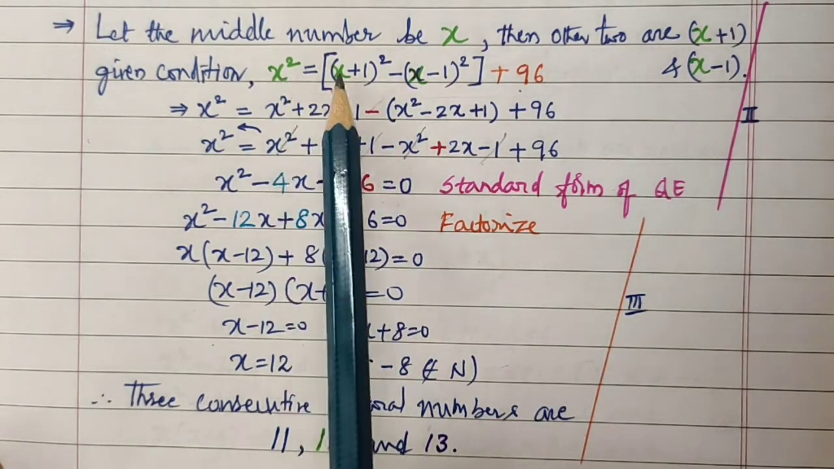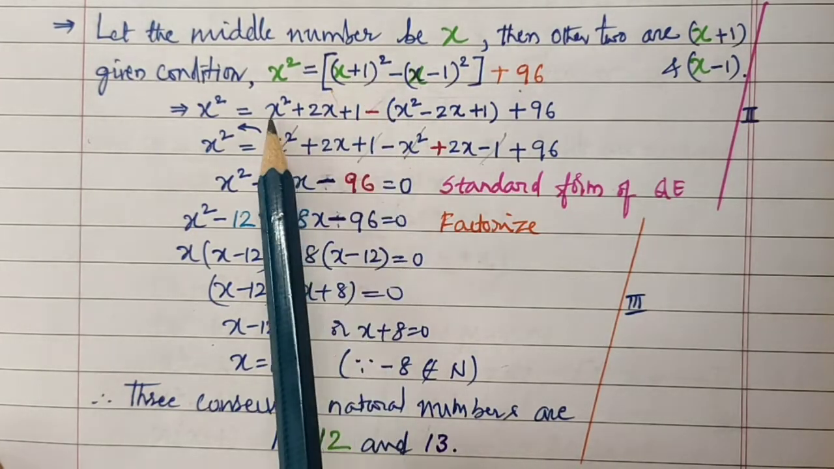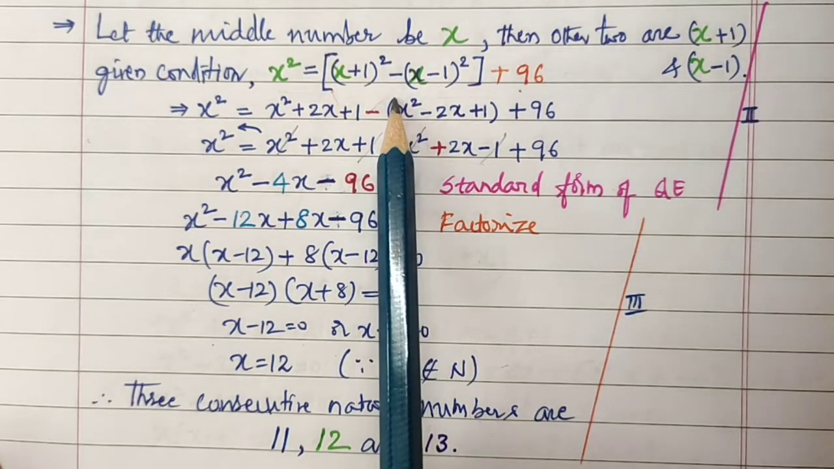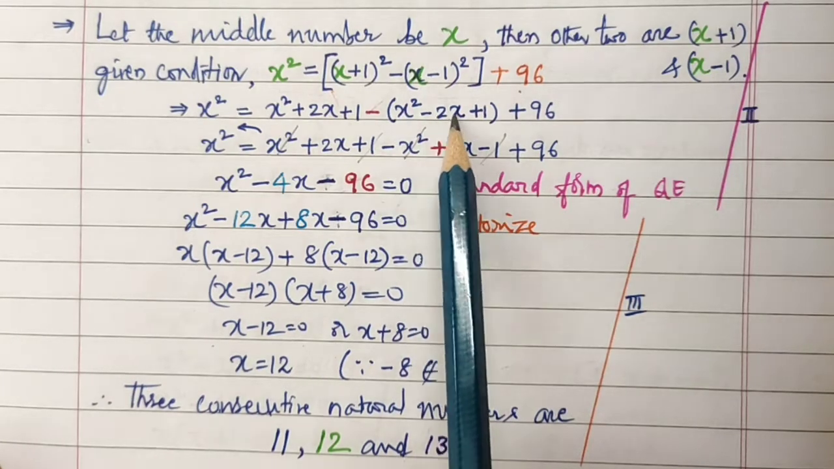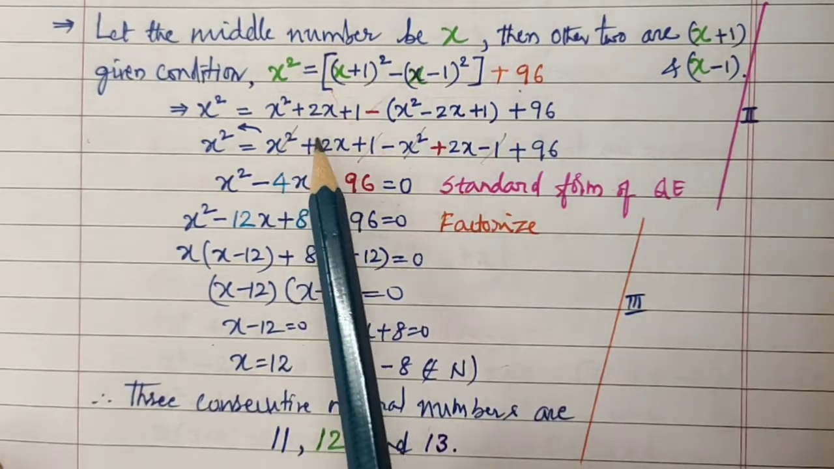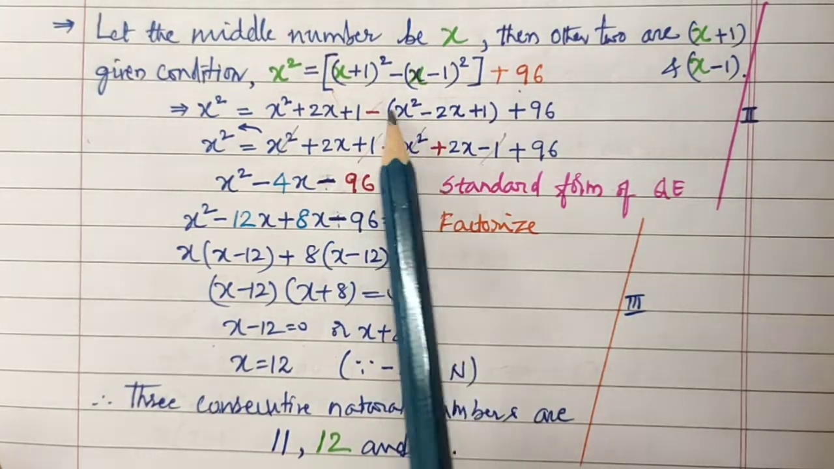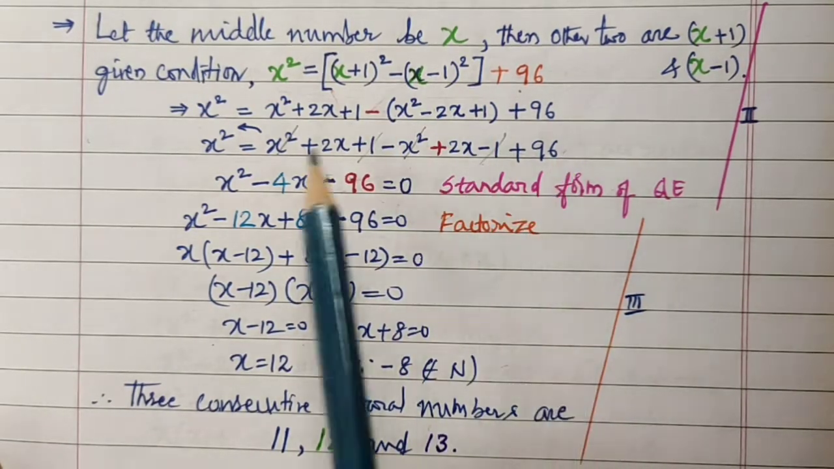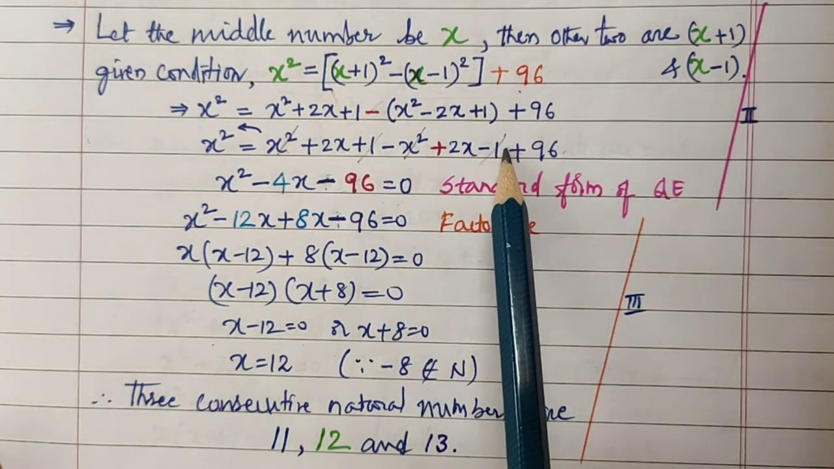Expand this: x plus 1 whole square is a plus b whole square formula, x square plus 2x plus 1 minus, and be very careful, do not open the bracket carelessly because there is a minus sign here, x minus 1 whole square, x square minus 2x plus 1, plus 96. Then x square plus 2x plus 1, open this bracket, minus x square, minus into minus plus 2x, minus 1, plus 96. This x square and this x square get cancelled, plus 1 and minus 1 get cancelled.